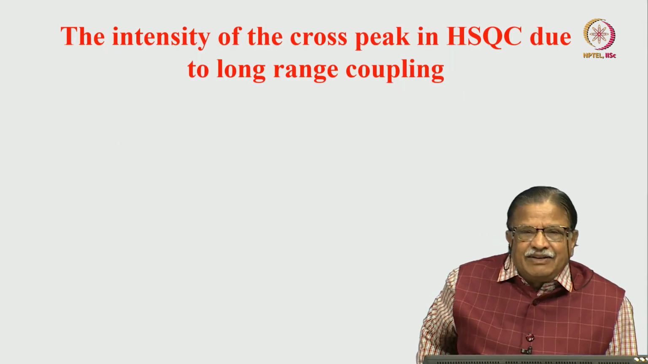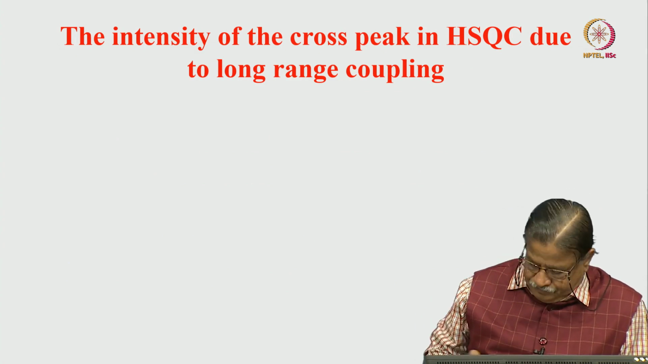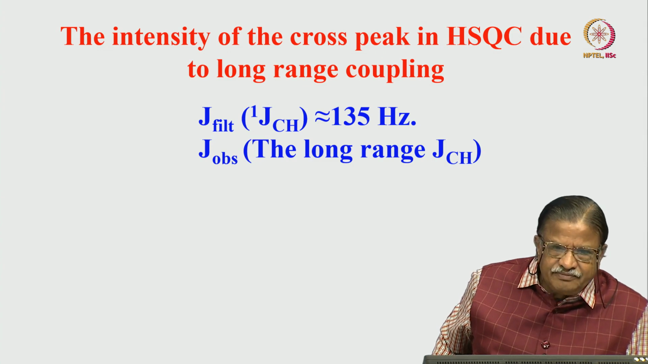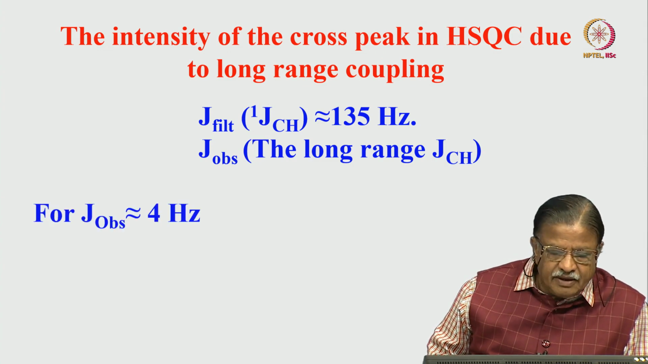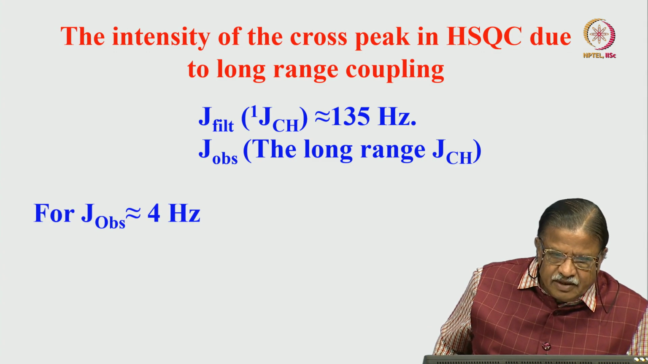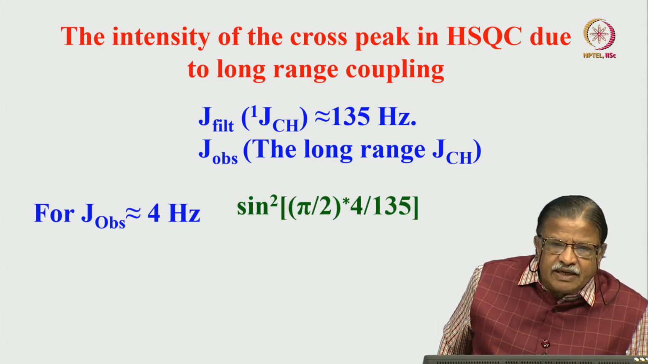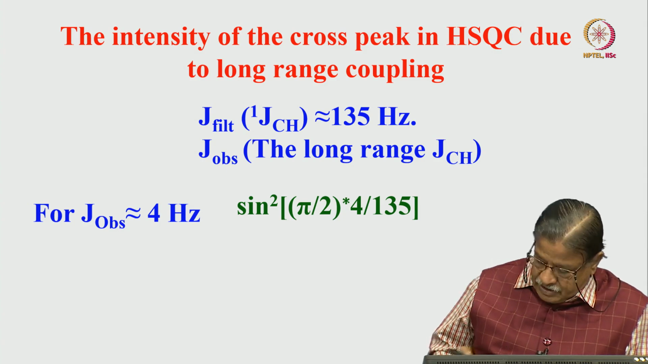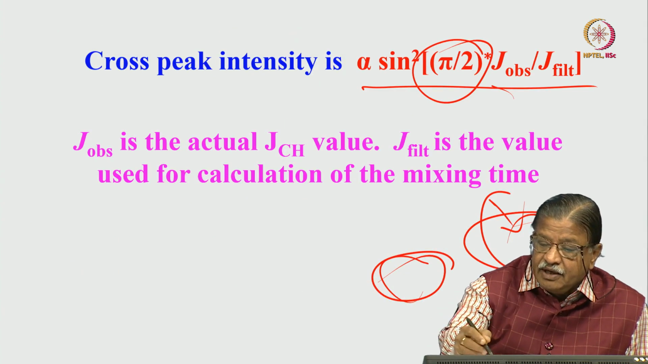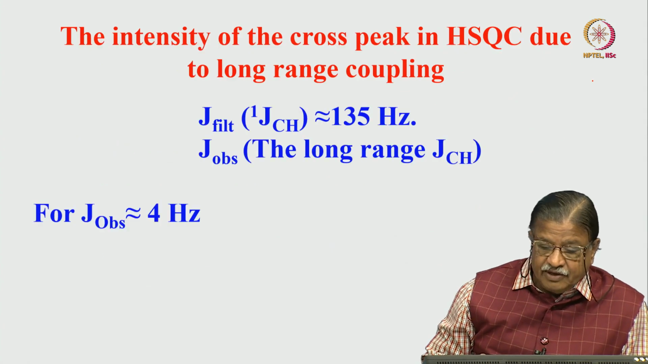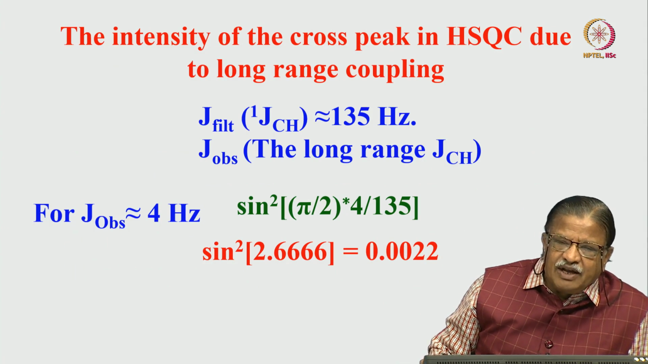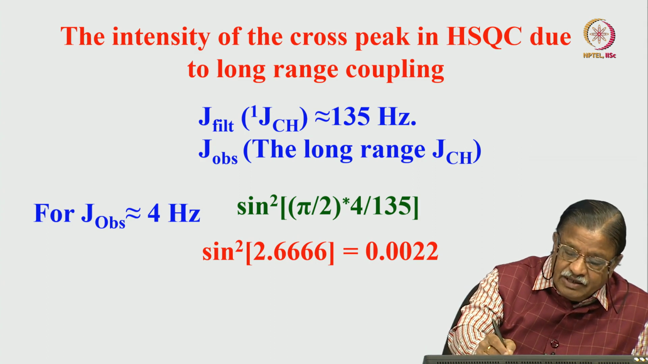Let us calculate the intensity of the cross peak due to long range coupling. First, for J filtered I use 135. For J observed I use 4 hertz. I have plugged in the values: sin squared of pi by 2 times 4 divided by 135. This is the equation. See the equation here, J observed over J filtered. So observed is 4 hertz. I want to see why I am not seeing the cross peak if there is a long range coupling of 4 hertz in the HSQC spectrum. 1JCH is 135.